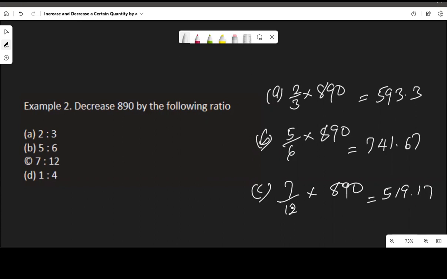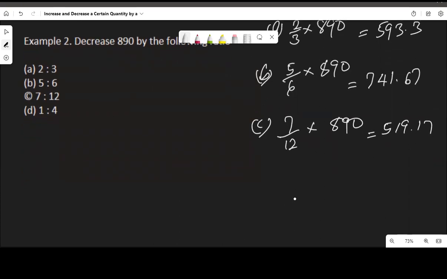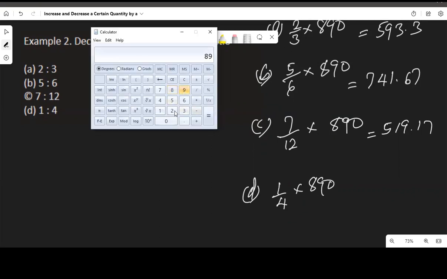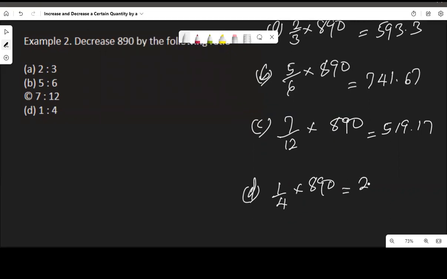And lastly, question D, we are decreasing by 1 to 4, which is 1 over 4 multiplied by 890. 1 times 890 still remains 890. Then divided by 4 gives 222.5.